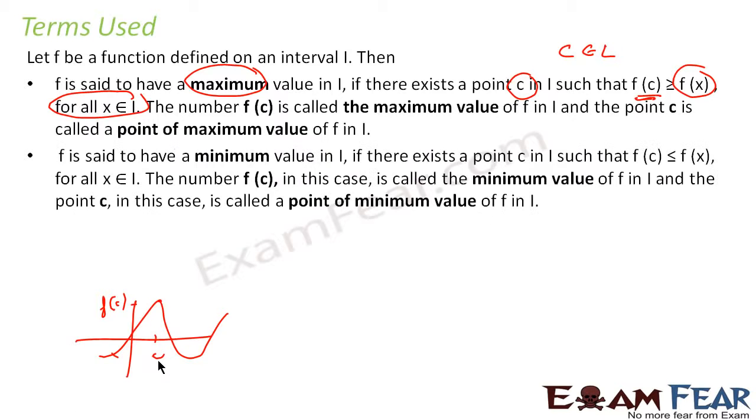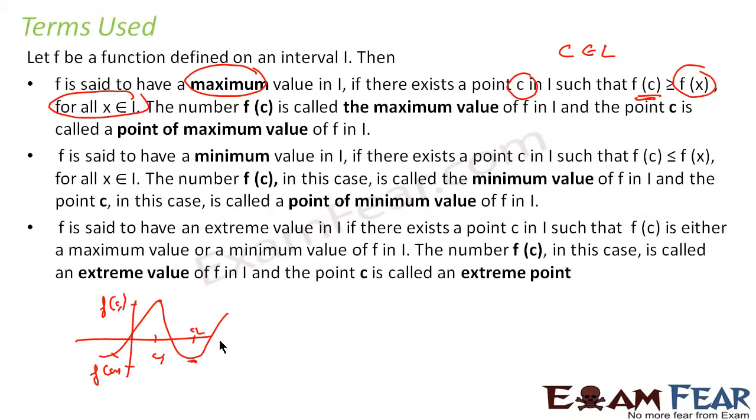Similarly, in case of minimum also, same thing. Let's suppose this is C1, this is C2. So this guy is nothing but f(C2). This guy is the minimum value. Why? You take any point in this graph, f(C2) is less than f(x). You take any x. So C2 is called the point of minimum value and f(C2) is called minimum value. And then there is something called extreme value. Extreme value is nothing but a general term for maximum and minimum value. So if you have this kind of function, both are extreme values.